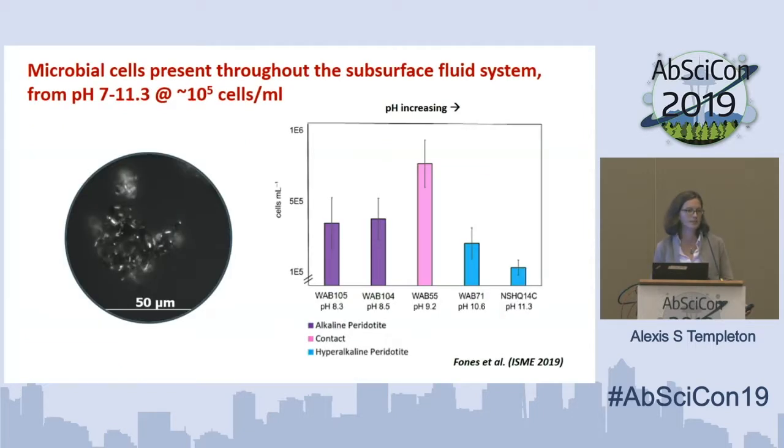In some work published this year by Libby Fones, one of the things that we're able to see is that no matter where we've been pulling fluids from in this more integrated fashion, we're often sitting at about 10 to the 5 cells per mL. This is actually a surprisingly robust microbial population that we're seeing in the fluid system throughout. And it's true even when we're in these more hyperalkaline fluids, meaning once we're above pH of 10.